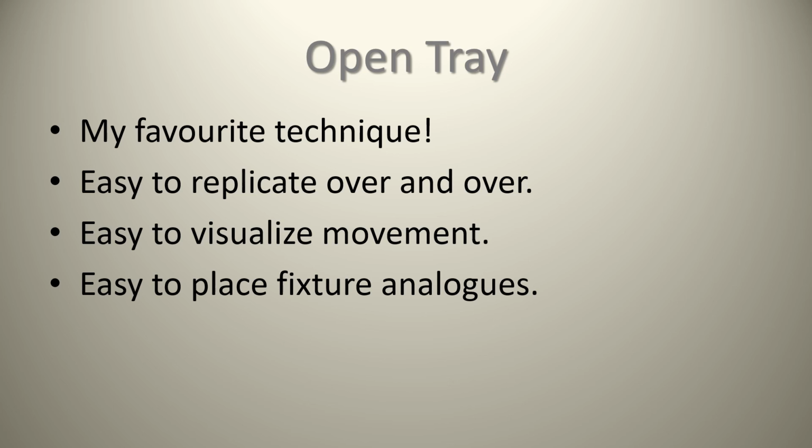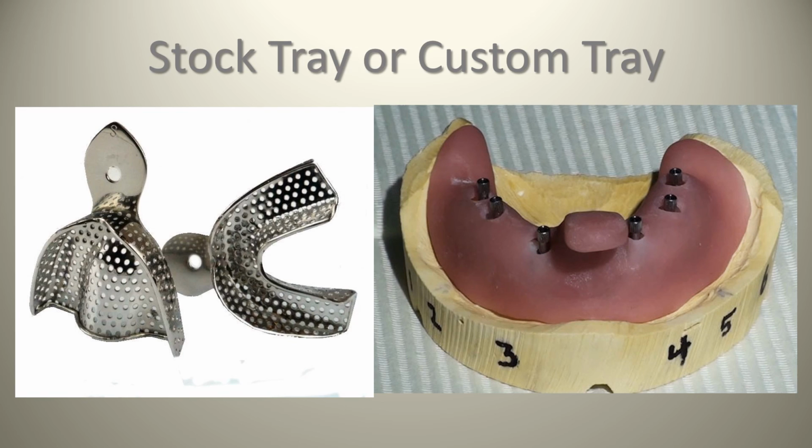So going to point number 4, it's also easy to place fixture analogs. You saw in the previous images, you basically have to pop those impression copings out outside of the patient, so you're still having to go and engage something inside the patient's mouth. It's just a lot easier to unscrew one thing as opposed to popping things back and forth.